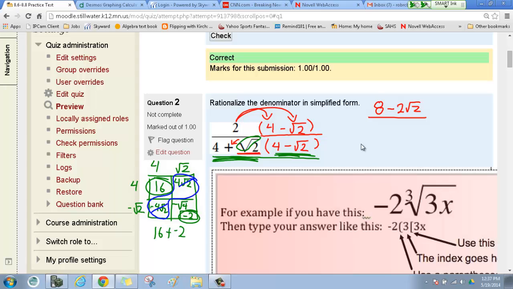Well, 16 plus negative 2 is equal to 14. 16 plus negative 2 is 14, and that is going to be our denominator. We're going to put that right here. Okay. Now, I would love to say we were done at this point, but we're not.